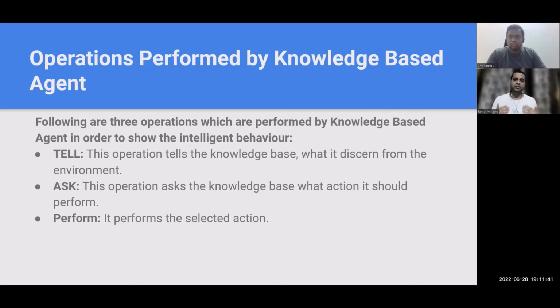Then it asks the knowledge base what action it should perform. Based on the input, what action should the knowledge base agent perform, and then perform. So actually do the action. Perform means actually do the selected action. These are the three main operations which a knowledge base agent will perform if it shows intelligent behavior. We're expecting the knowledge base agent to show these operations. Right. So moving on.